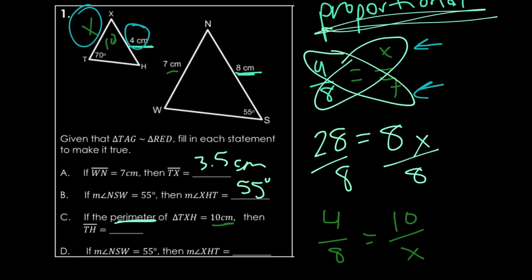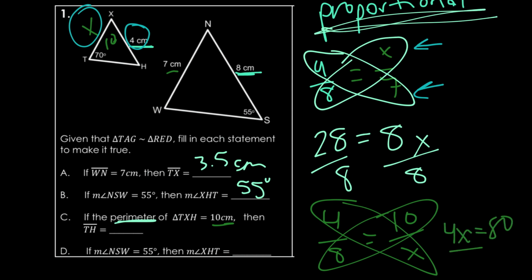So if I'm putting my small triangle on top in the first fraction, I need to put it on top in the second fraction. Again, I cross multiply here, and so we get 4x equals 80. Last thing I do is divide out my 4, and I find that the perimeter here is equal to 20 centimeters. And then part D is just a repeat of part B, so we don't even have to worry about it. There you go. That's how we use the Angle Angle Similarity Theorem to not only figure out angle measures, but figure out side lengths and perimeters.